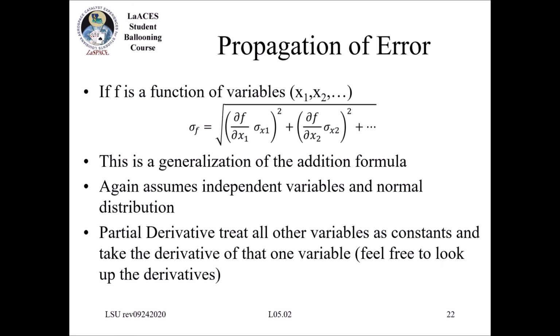Like I said, this is a generalization of the addition formula, and the same caveats apply. All of the variables, x1, x2, x3, have to be independent of each other. So if they depend on one another, this doesn't work. And you're again assuming you're following some kind of normal distribution.